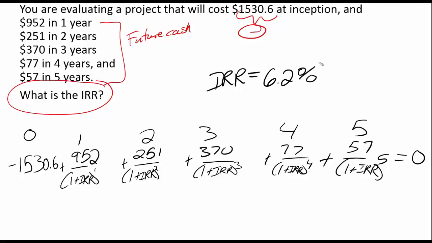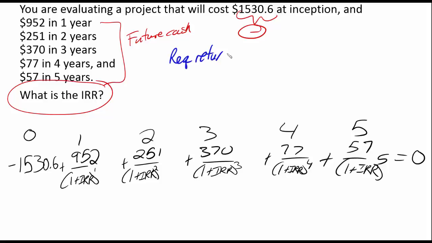Now, when we show this IRR at 6.2%, what that is showing us is the rate at which this project will break even. So if we have a required return less than 6.2%, let's say this is something that's relatively risk-free, what we look at here is that we have that required return, and then we have the IRR.